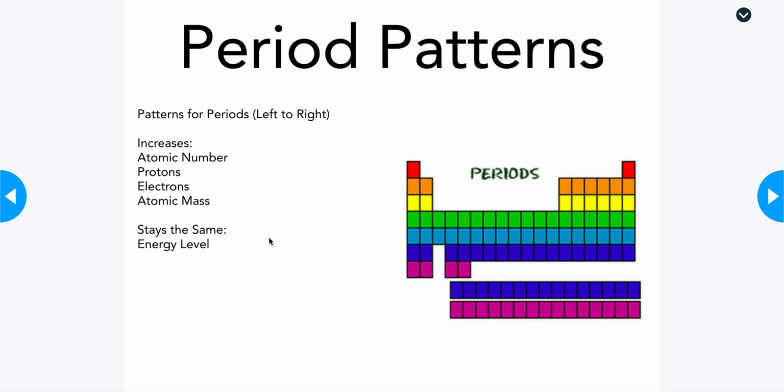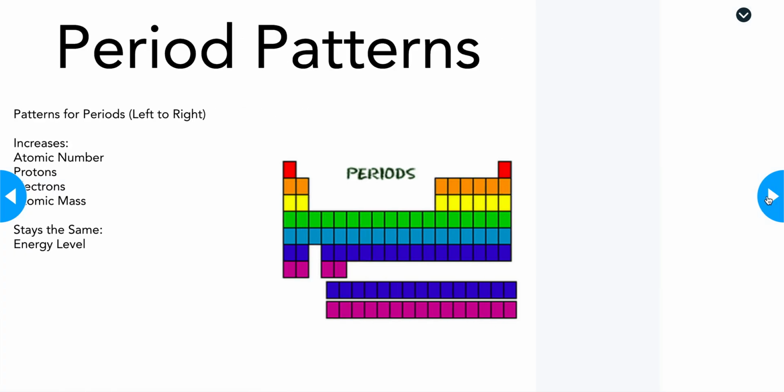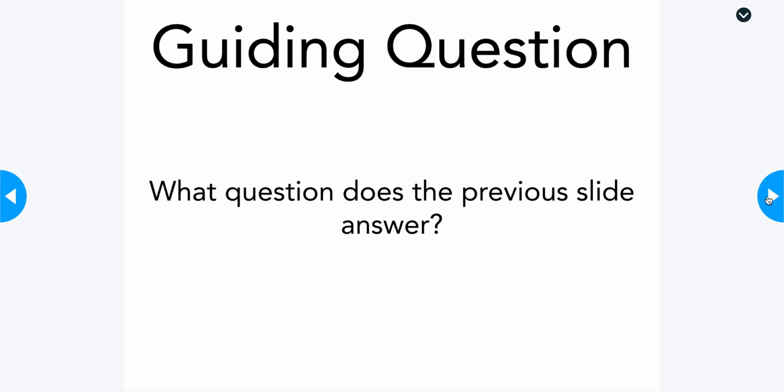Now, the thing that stays the same for each period is going to be the energy level, so the number of energy levels of electrons. For each period, they are all the same energy level. So in this first red period here, every element has one energy level. In the orange period, every element has 2 energy levels. In the yellow period, every element has 3 energy levels, and so on and so forth. So there are your period patterns. What question does the previous slide answer?